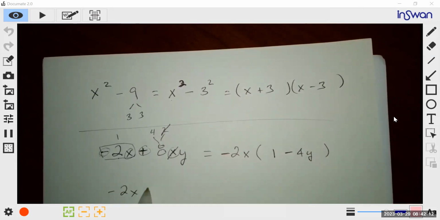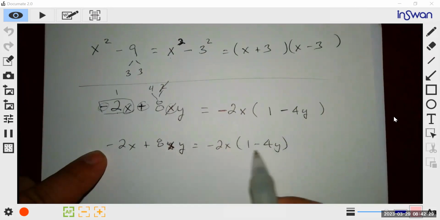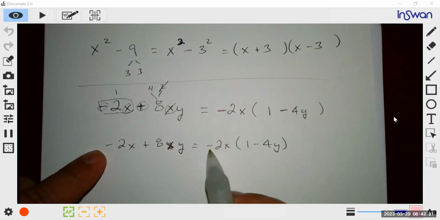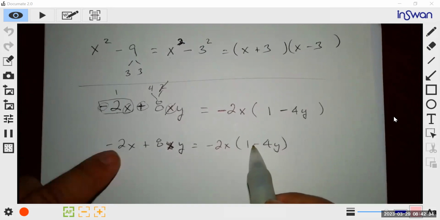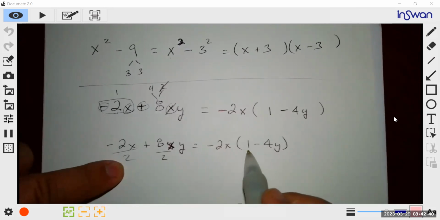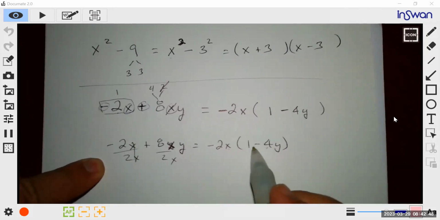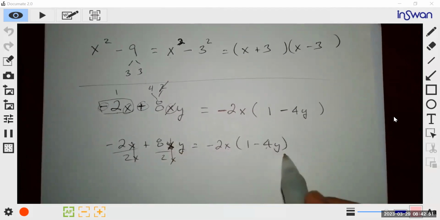So negative 2x plus 8xy factors out to being negative 2x times (1 minus 4y). We took out the negative, which means inside the parentheses, I changed their signs. I took out a 2 out of both of them, so I divided by 2. 2 divided by 2 is 1. 8 divided by 2 is 4. I took out the x, so I divided by x. The x's cancel, all that is left is y.